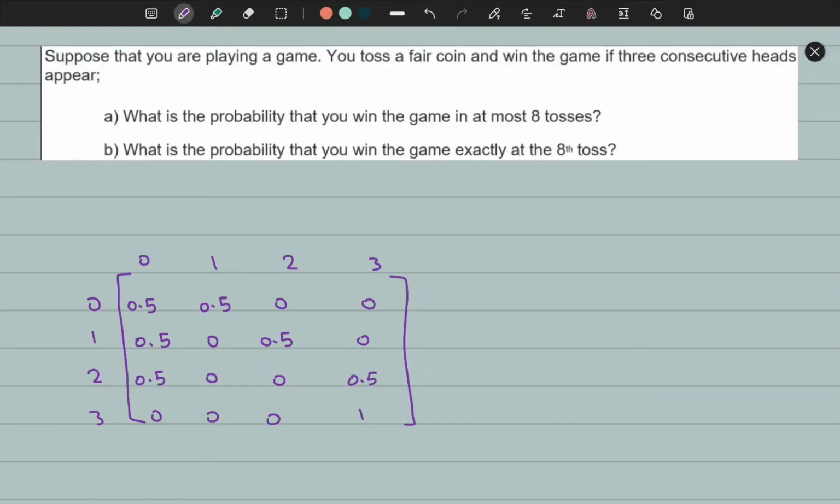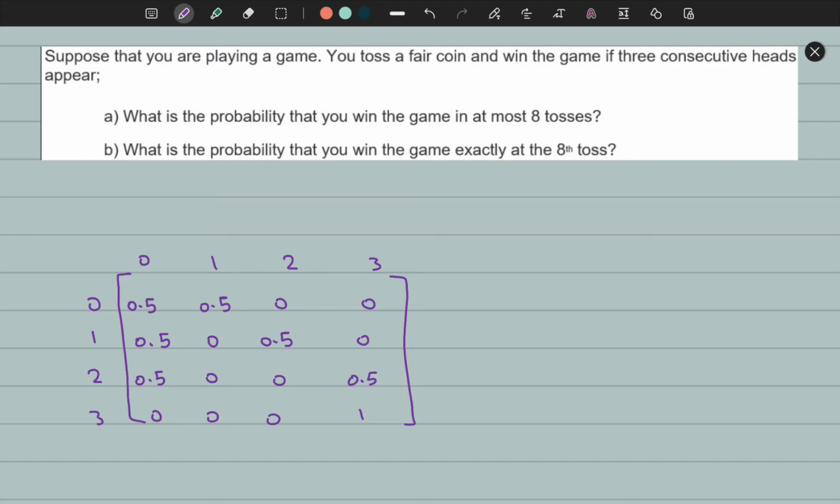And welcome back. This is another question that I'm going to solve regarding Markov chains. It's a basic question, and the question is the following. Suppose that you are playing a game, you toss a fair coin and you win the game if three consecutive heads appear. What is the probability that you win the game in at most 8 tosses, and what is the probability that you win the game exactly at the 8th toss? In this example, we will see the difference between these two questions.